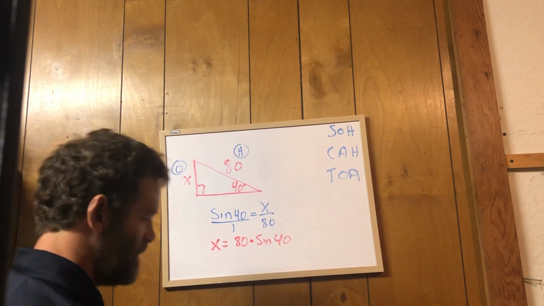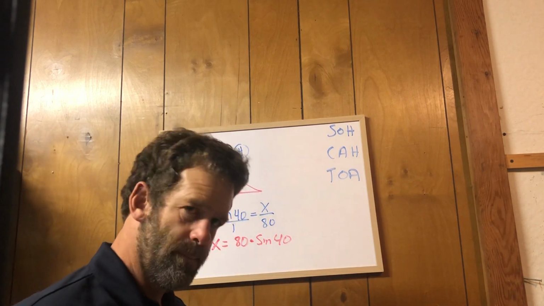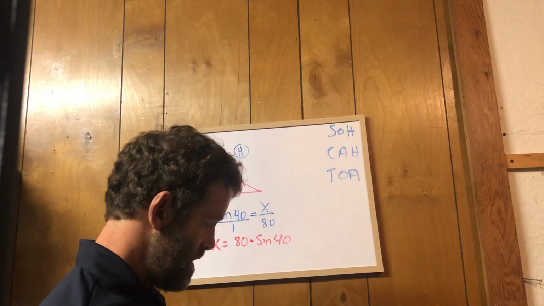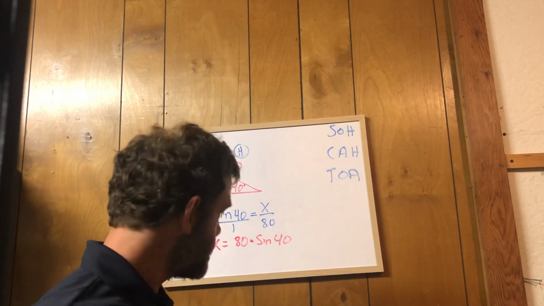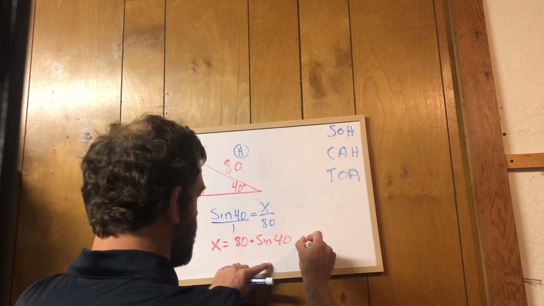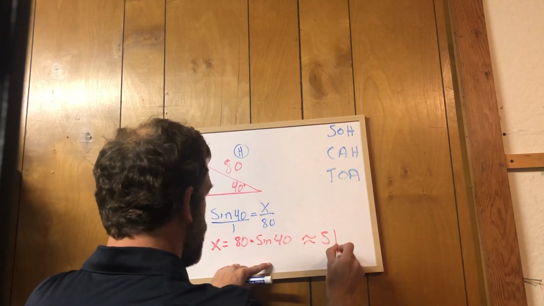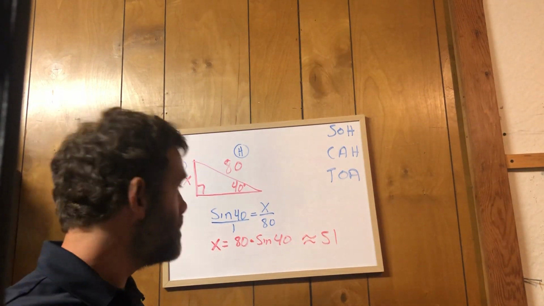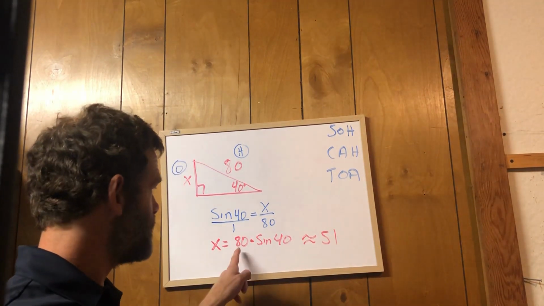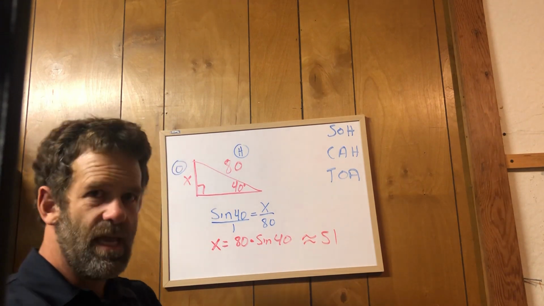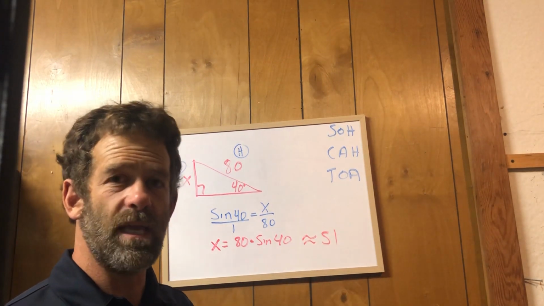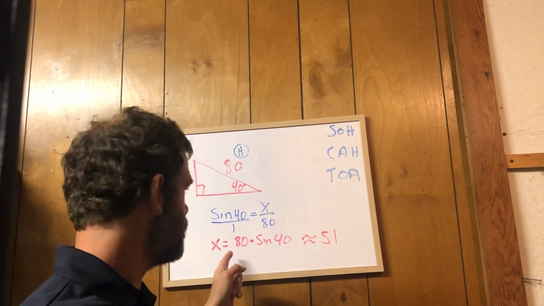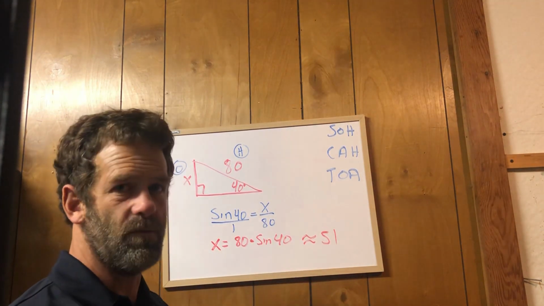Now this is what you plug into your calculator. See if you can plug that in your calculator right now. See if you can get an approximate answer of 51. All right, you should have paused it, seeing if you could have plugged in 80 times sine 40. If you have a graphing calculator or a calculator that displays everything as you type it in, you just plug it in super simple. 80 times sine 40 plus equals.